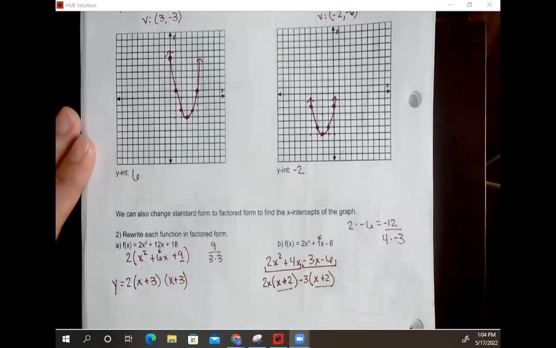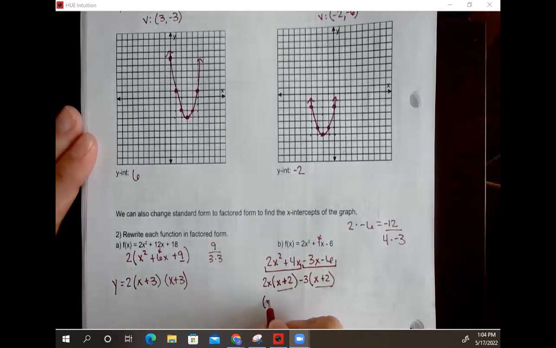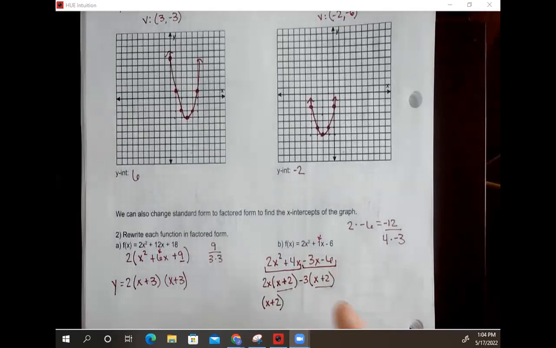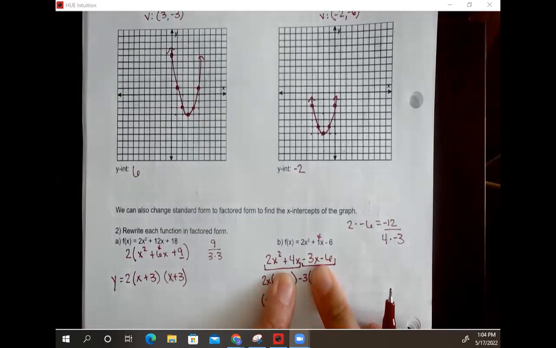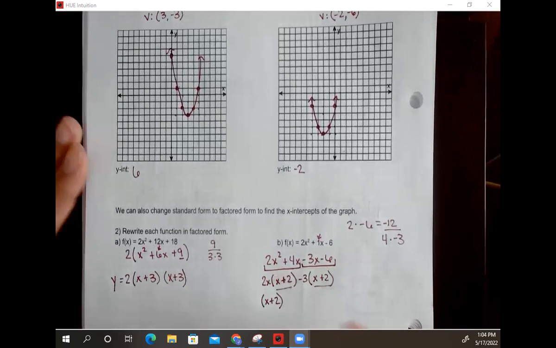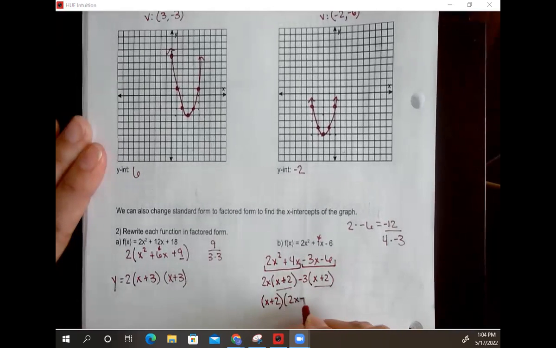Since our stuff in parentheses is the same, I can go ahead and pull that out like a new GCF. And then my other factor is the stuff that's left over. So 2x minus 3. And that's my factored form.